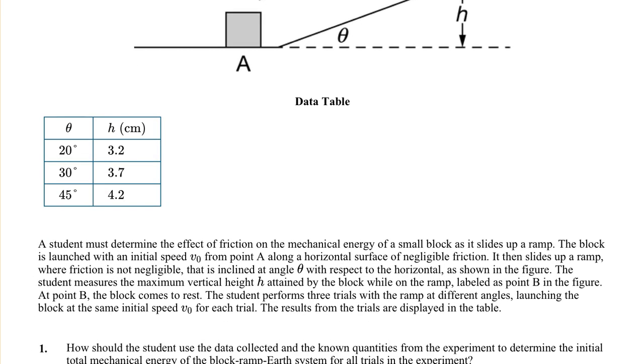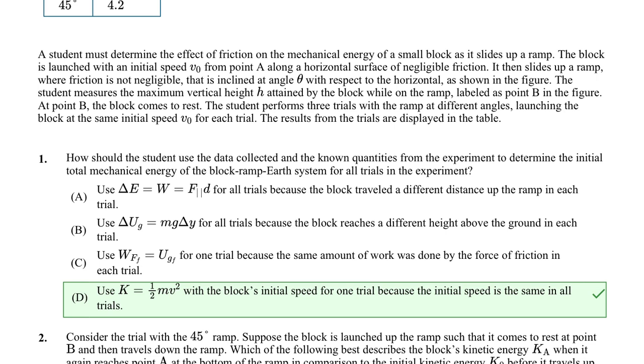I'm going to move down here. So a student must determine the effect of friction on the mechanical energy of a small block as it slides up a ramp. The block is launched with an initial speed of v0 from point A, slides up the ramp, and then gets to point B. At point B, the block comes to rest. The student performs 3 trials. The question is that we need to determine the initial total mechanical energy of the block or system.